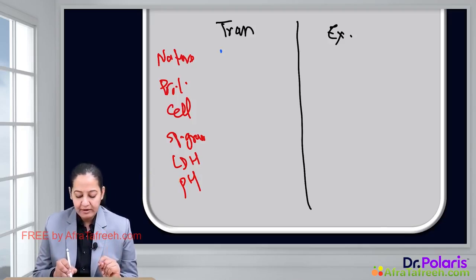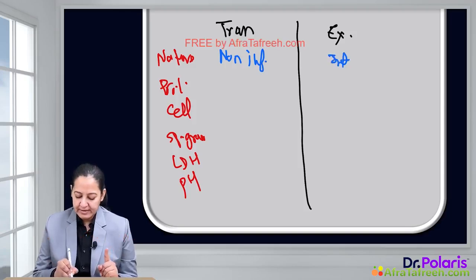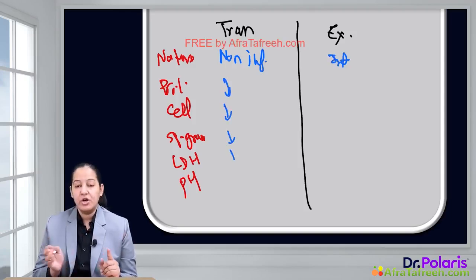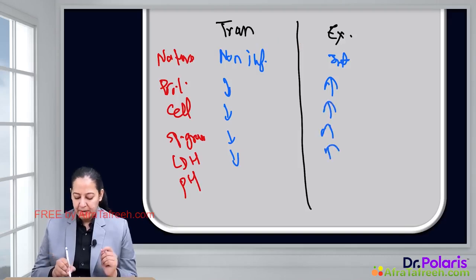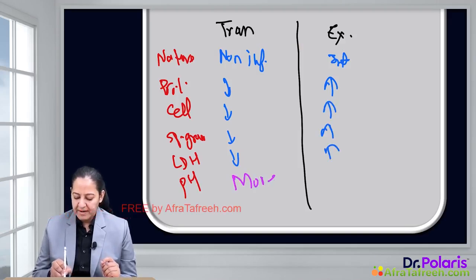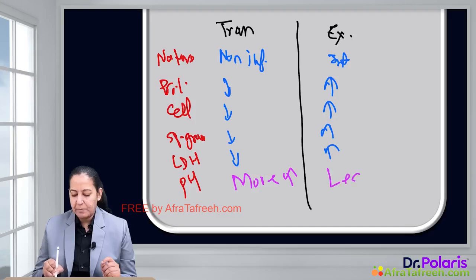Transudate edema is non-inflammatory. Exudate edema is inflammatory. Protein content, cell content, specific gravity and LDH, all things are less in transudate in contrast to exudate, which is protein rich, cell rich, with more specific gravity and more LDH. But pH is reverse. pH in transudate is more and pH in exudate is less. So these are the points you have to learn.